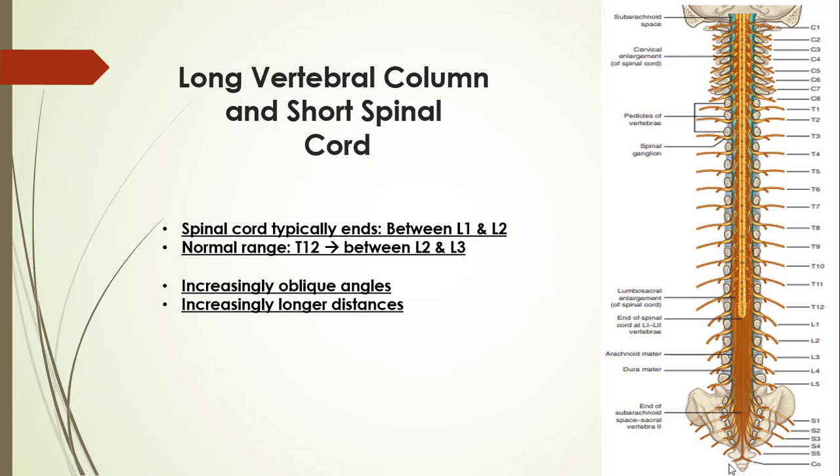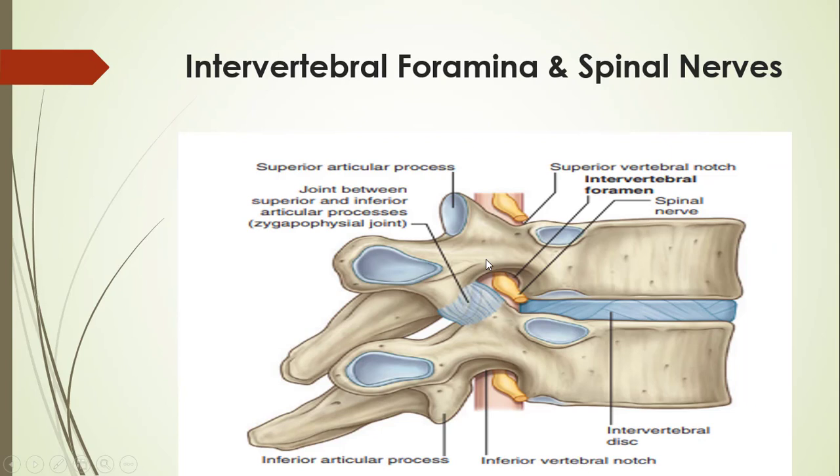And therefore, the spinal cord level of origin becomes increasingly dissociated from the vertebral column level of exit. This is particularly evident for lumbar and sacral spinal nerves. Let's talk about the intervertebral foramina and spinal nerves.